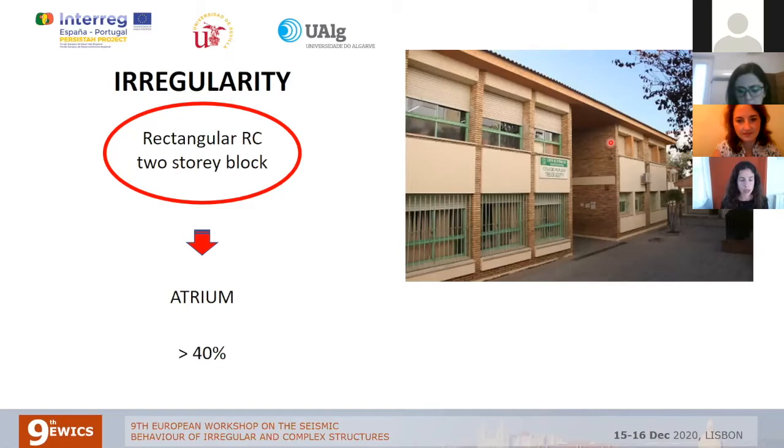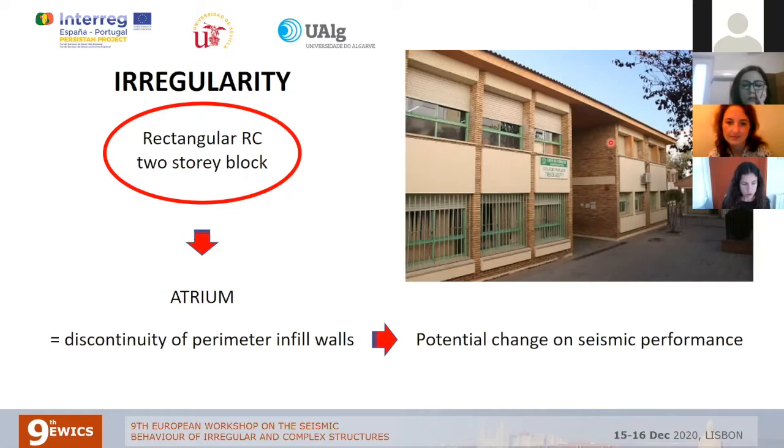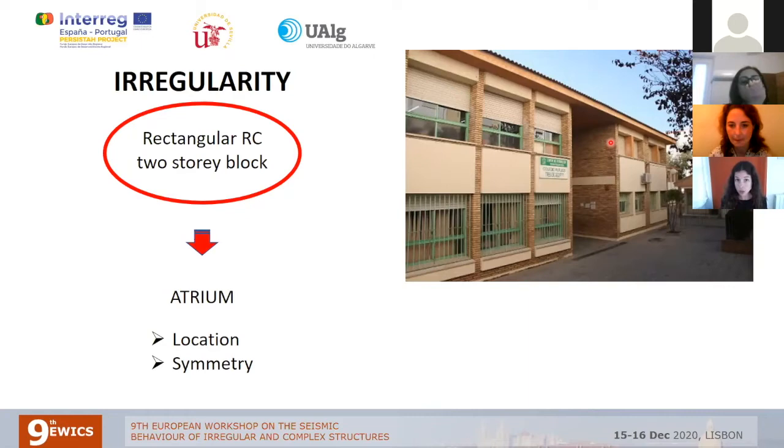And why is an atrium an irregularity? Well, an atrium corresponds with a discontinuity of the perimeter wall. A discontinuity in a perimeter wall, which is a thick wall in the case of this school and contributes to the resistance of the building, is a potential change in the seismic performance of the building. And that's what we studied in more depth. So we studied from two points of view. One is, what is the influence of the existence of an atrium, but also of its location and of its symmetry within the plan view of the building, okay?